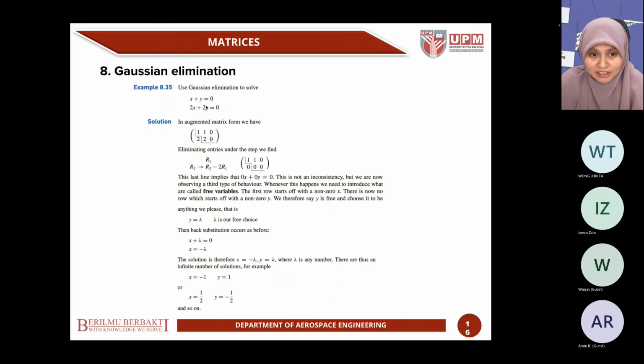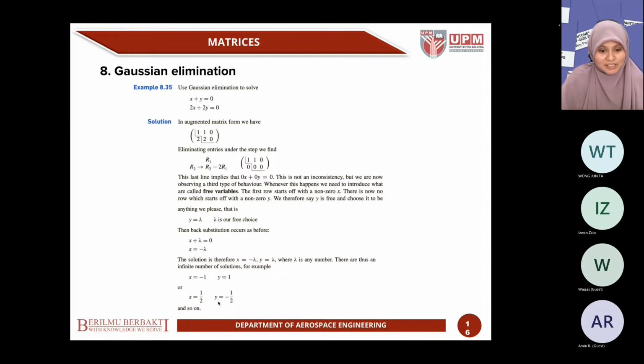Check back, verify in these two equations. If x is minus 5 and y is 5, you get 0. The same thing for the second equation. If x equals minus 5 and y equals 5, you get 0. So the solution for x and y is free variables, any number. You just introduce one number, then x will be the opposite sign of y.